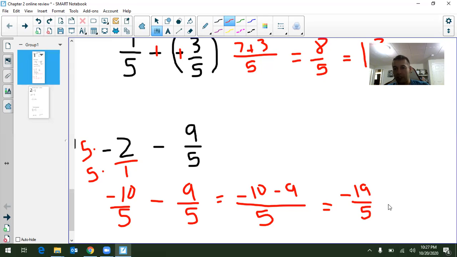If you wanted to make that a mixed number, we could pull out, the 5 goes into 19 3 times, and 19 minus 15 would be 4/5. We just got to make sure to remember our negative signs. This is a negative problem.